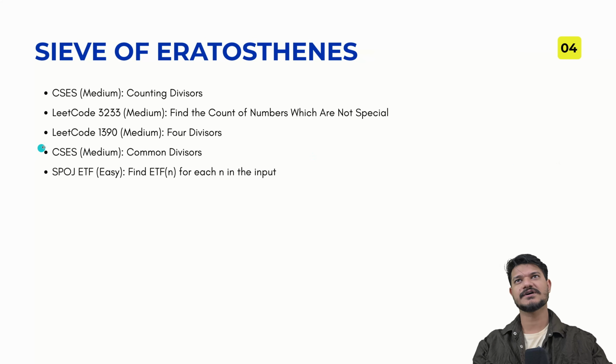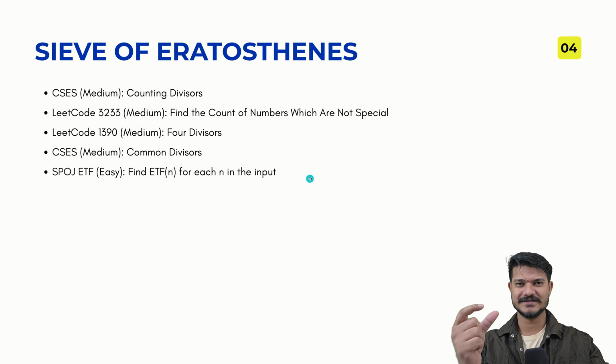Then you have the sieve method, which evaluates in n log n all the primes in the range 1 till n. These are the problems you can solve, one of which is from CSES, counting divisors. Then two LeetCode problems of medium difficulty. Almost all of them are of medium difficulty except this one. All of these problems you can solve once you have learned the sieve algorithm.